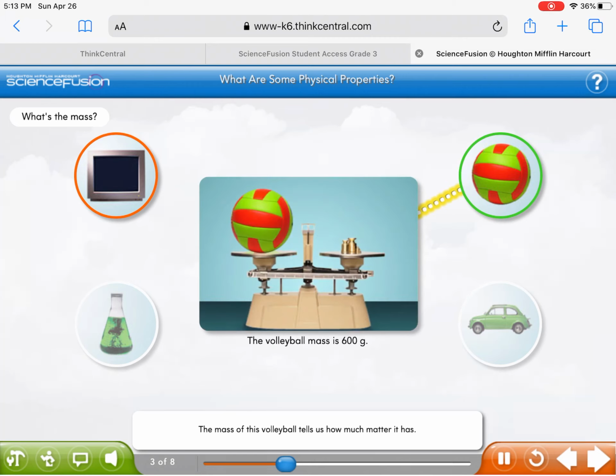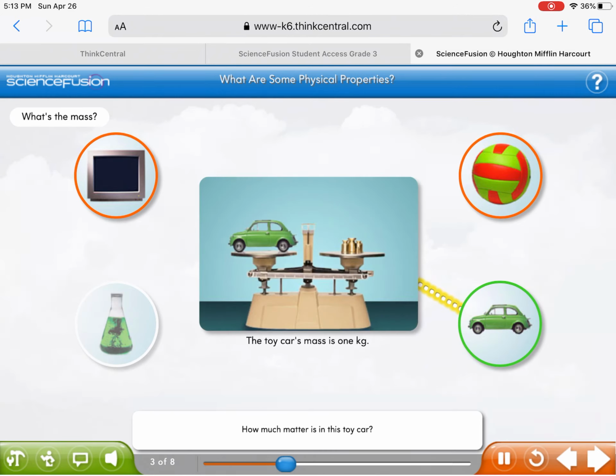The mass of this volleyball tells us how much matter it has. The mass of the volleyball is 600 grams. So next to the volleyball on the other side, they put the weights on until they equaled each other, and they equal both 600 grams.